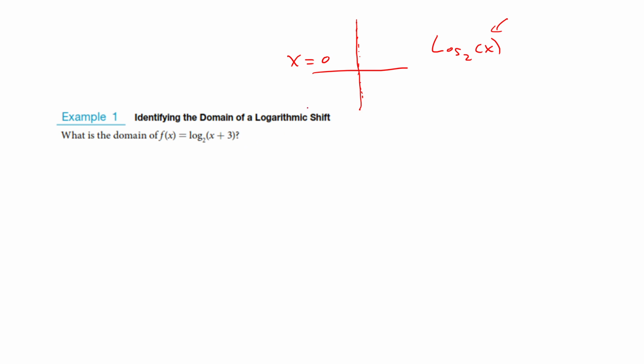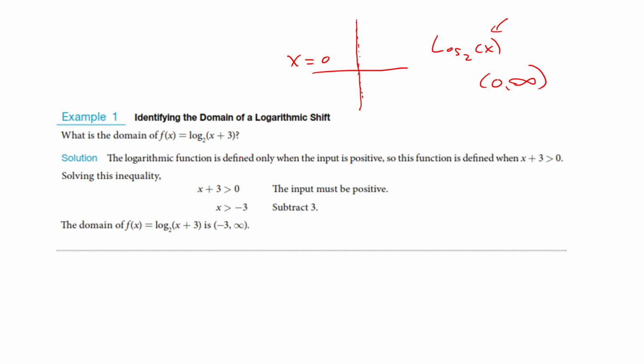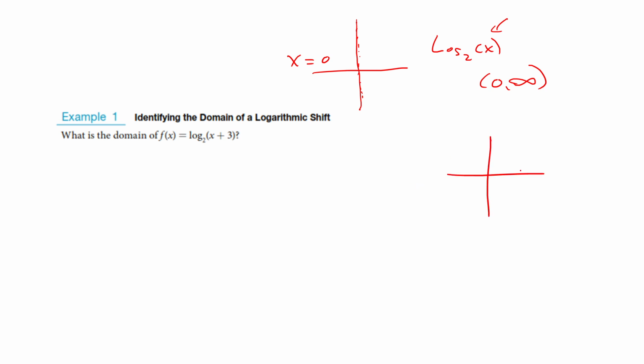Now, if we're asking what the domain is, the domain of the original function is always going to be 0 to infinity, because we can't cross that line. Now, we've shifted this one. So we've gone 3 to the left. If I take the original logarithm function, I move it 3 to the left, isn't my line going to move to the left as well? And now the line that can't be crossed is negative 3. So my domain would become negative 3 to infinity. So there's a visual way to see what would be happening, because we're moving it to the left.